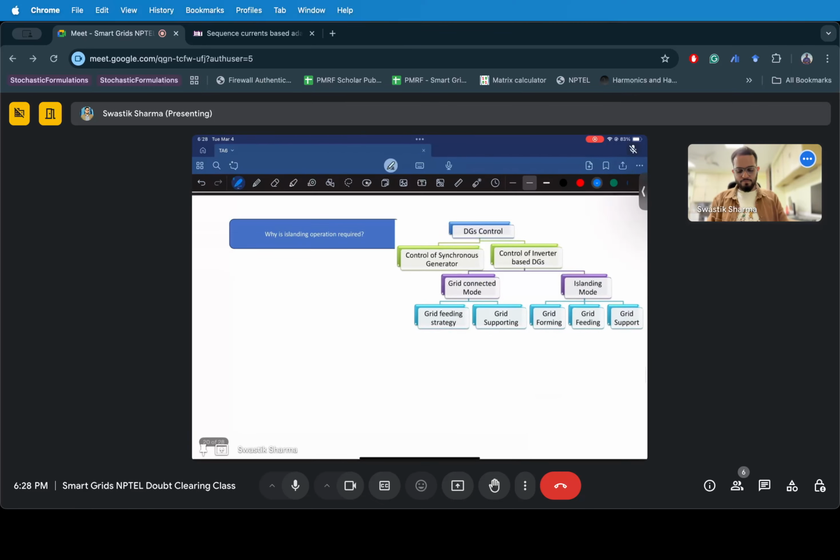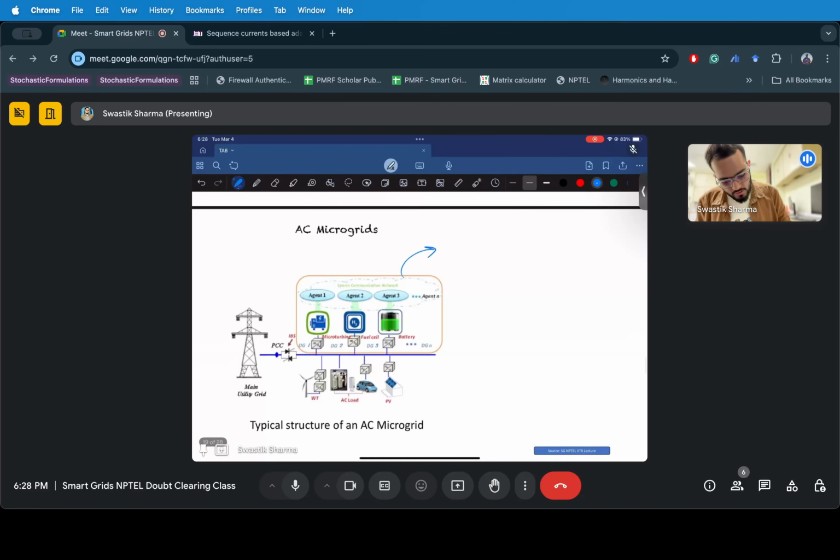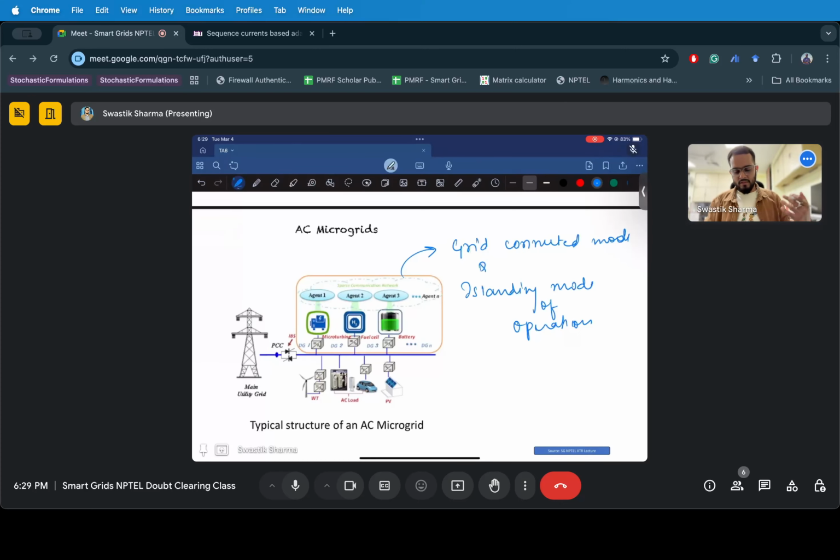So they can work in both grid connected and islanding mode of operation. So islanding is necessary, right? We talked about it in the previous class as well. Let's talk about a hospital. Hospitals have a huge load and they have distributed generations as well, for example DG sets, solar PV, etc., right? So they are in a sense an AC microgrid.